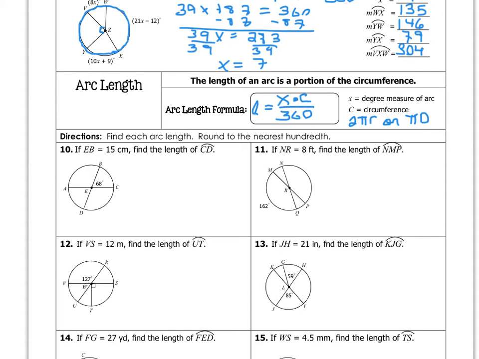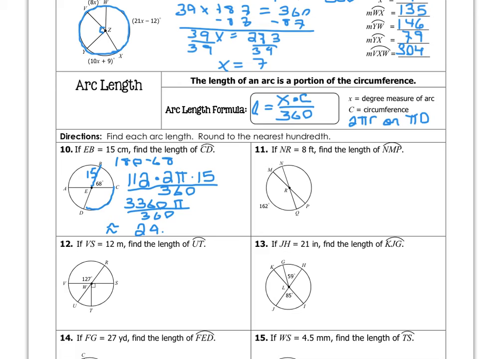Okay, so we're going to go through and do this next one. It says EB is 15, so that means my radius is 15. I want to find CD, so I just have to go 180 minus 68 so I can find my arc measure. And then what I get is 112, so 112 times my circumference, which is going to be 2 pi times 15 all over 360. So when I multiply those, I get 3,360 pi all over 360. Plug that in your calculator, and your approximation is 29.32 centimeters.